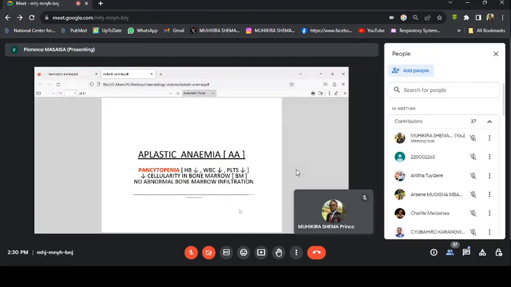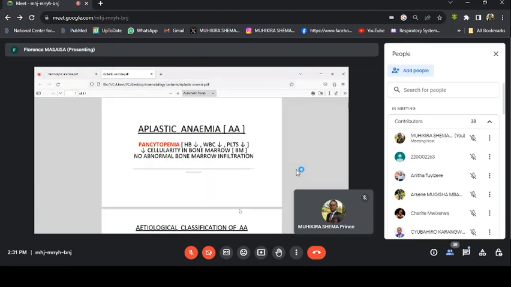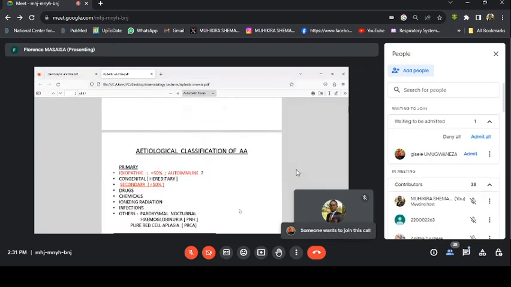So the bone marrow is not able to produce cells, but when you go to check the bone marrow, you find no abnormal findings which explain why the bone marrow is not able to produce cells. Among the etiologies, 50% is primary, that is idiopathic, speculated to be autoimmune or congenital and hereditary. Here it's not clear which exact mechanism is responsible.